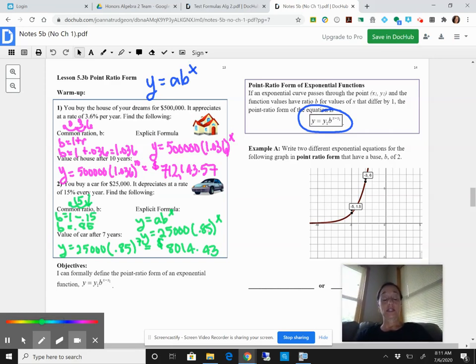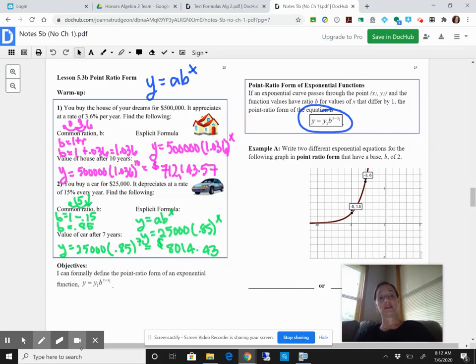All right, let's take a look at these answers. So if you buy a house of your dreams for $500,000, it appreciates, goes up in value at a rate of 3.6% per year. That's pretty good if your house is appreciating at that rate. Houses do not appreciate the same every year. It depends on the market and what's going on with the economy and everything else. But in any case, b then would be 1 plus r. So 1 plus, and then move that decimal place over, 0.036. I'm adding it, 1 plus that, because it's going up. It's appreciating. You want to multiply by a number larger than 1 if you want the value to go up.